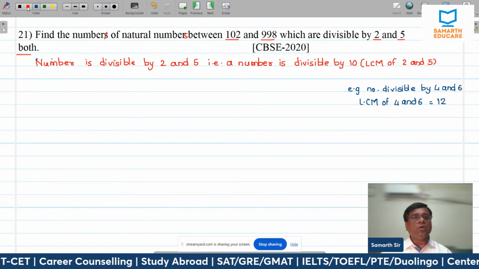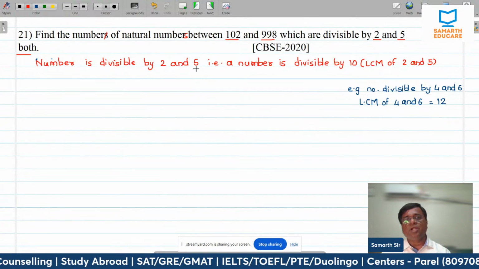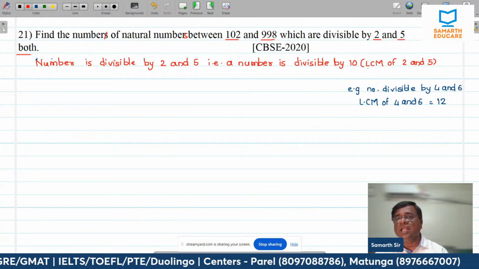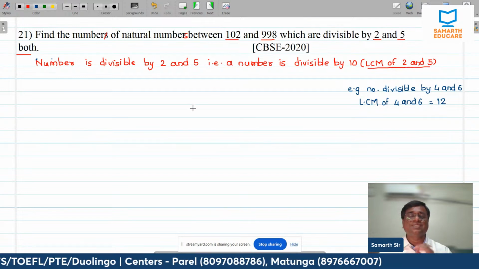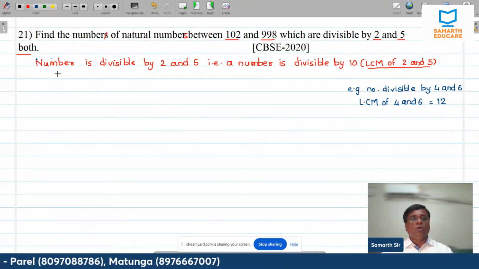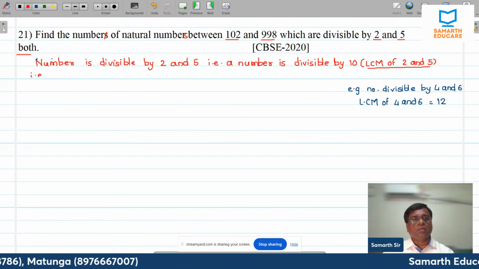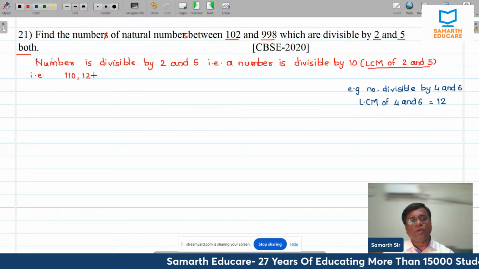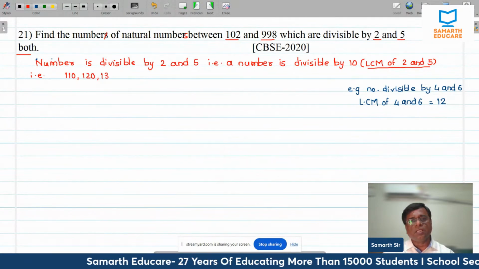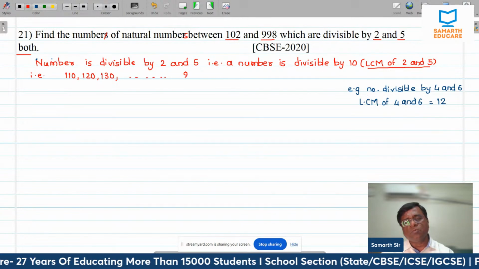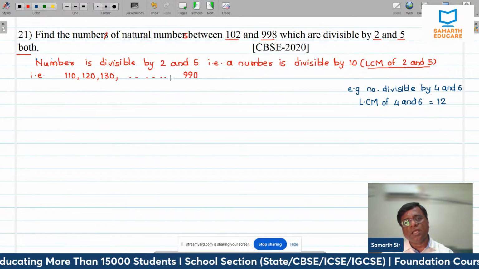Okay, coming back to our problem, the number is divisible by 2 and 5. That is, a number is divisible by 10. How do I get 10? That is LCM. Don't forget this. This is very important. LCM of 2 and 5. Okay, now that means the numbers are, first number would be 110, second number will be 120, then it is 130, and like this. If I go on, the last number would be 990.